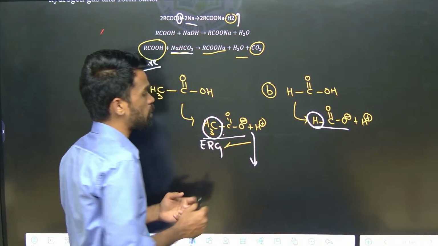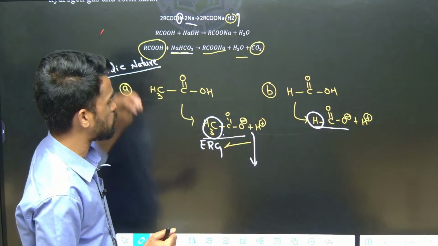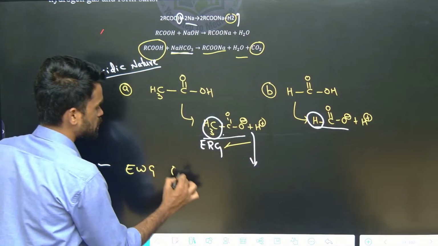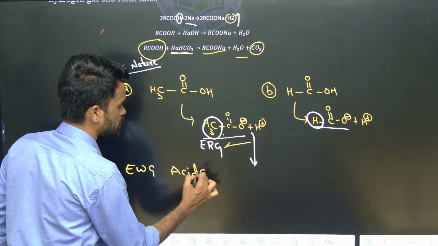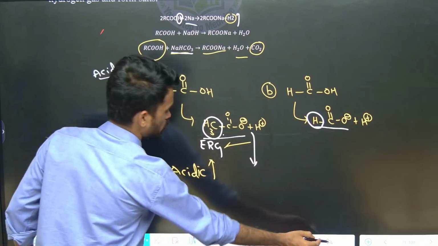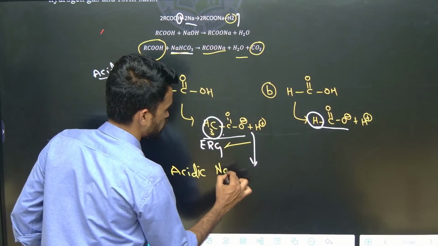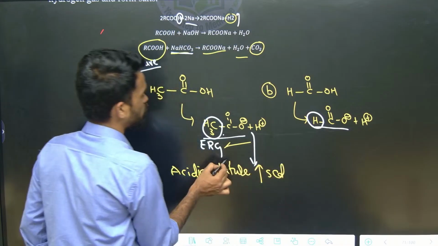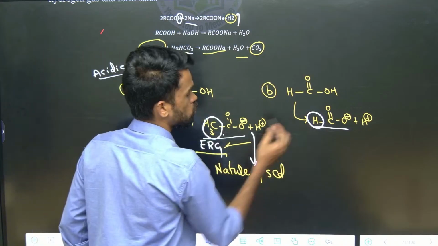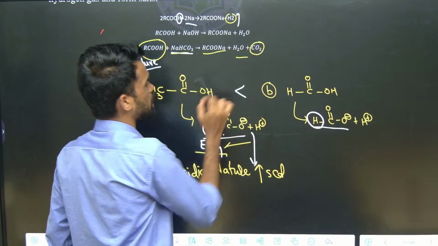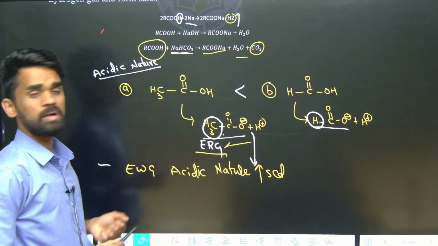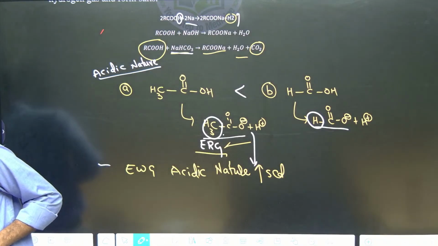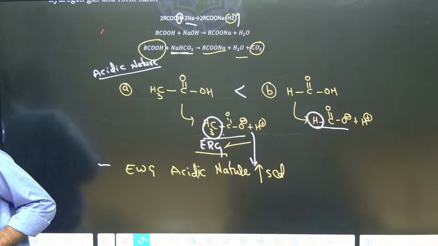So now what type of groups increases the acidic nature of carboxylic acids? If there is any electron withdrawing group, acidic nature will be increased. Acidic nature of carboxylic acids will be increased. Okay. So now here we have electron releasing group in acetic acid, but in formic acid there is no such group. Therefore I can say formic acid is more acidic than our normal acetic acid. So this is how you need to understand the concept. I hope the discussion is clear up to here.